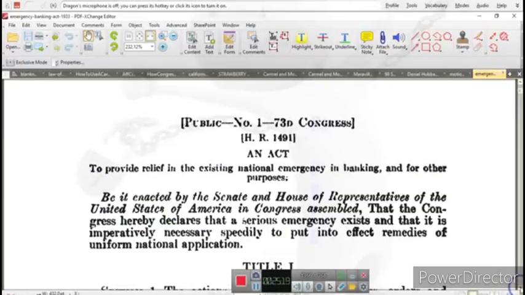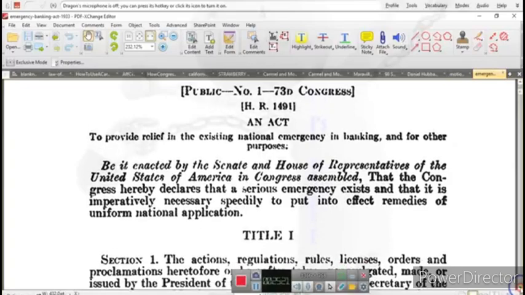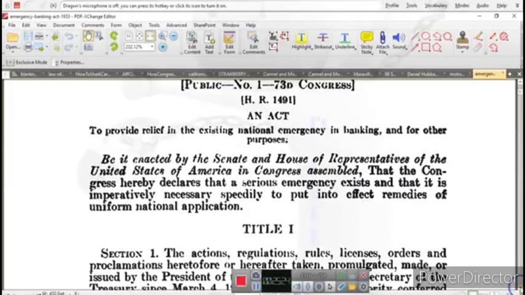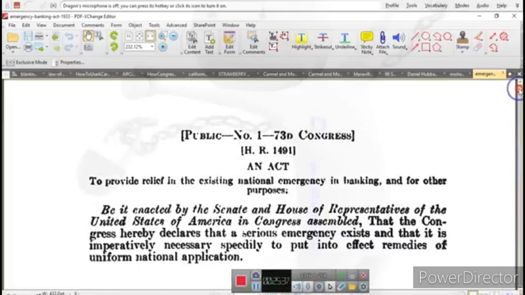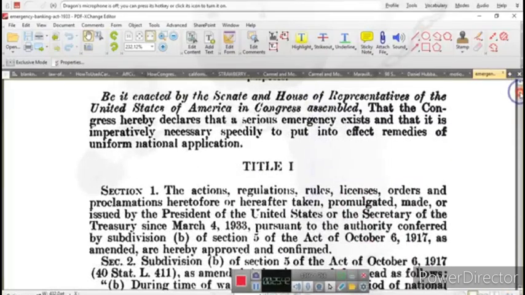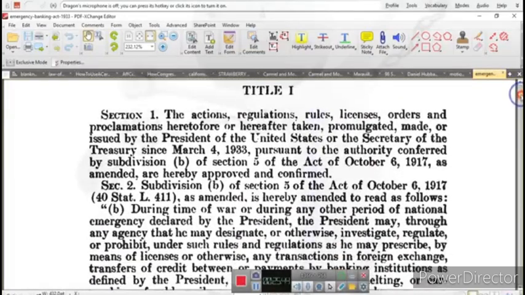Now look, Congress does hereby declare a serious emergency exists, and that it is imperatively necessary, speedily, to put into effect remedies of uniform national application. Ladies and gentlemen, you'll see this thing is called H.R. 1491. Please understand, this is March 9th, 1933.